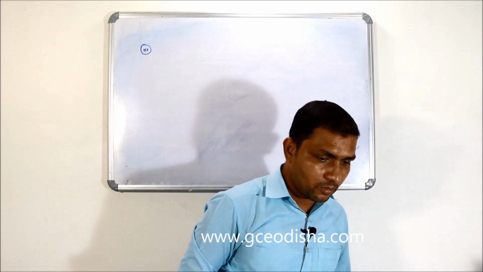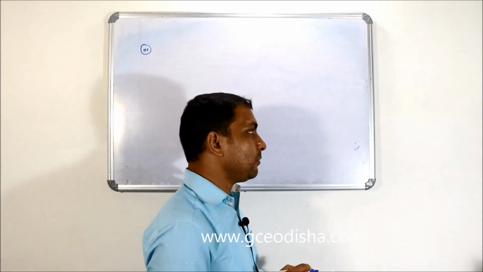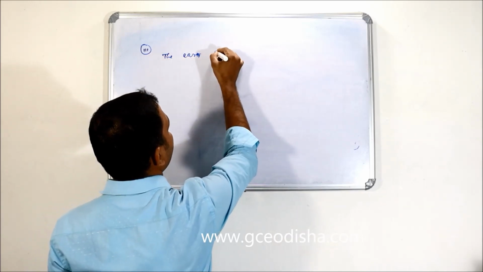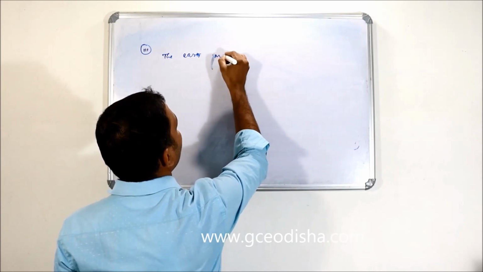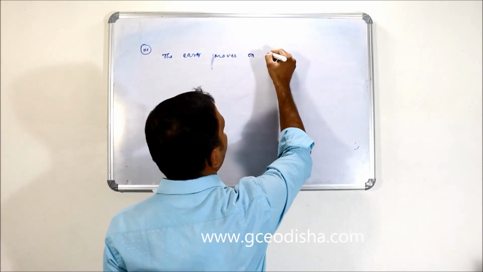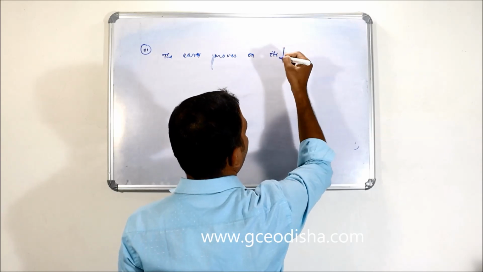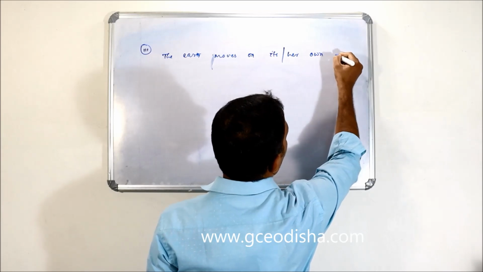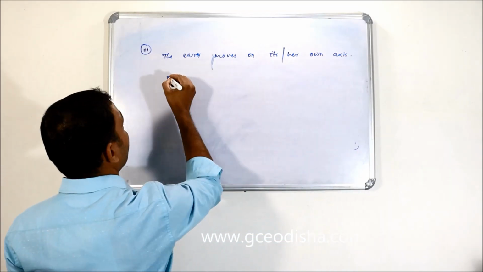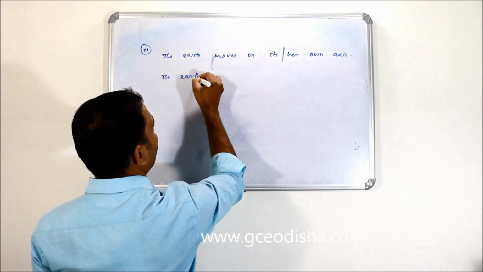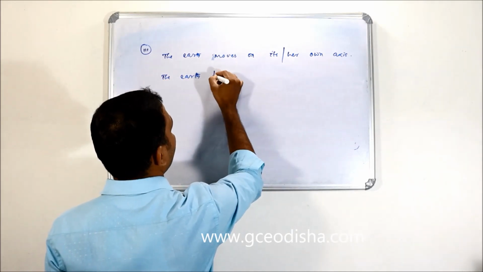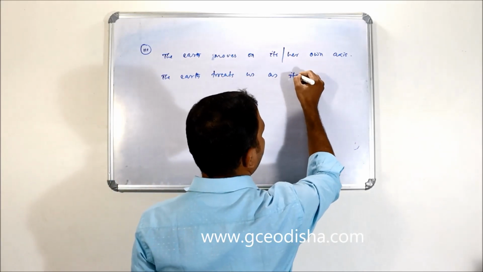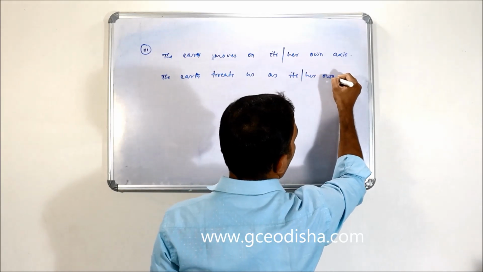Point number 3 is, sometimes, let me clarify through the examples first. It is the earth. The earth moves on its or her own axis. Second sentence, the earth treats us as its or her own children.